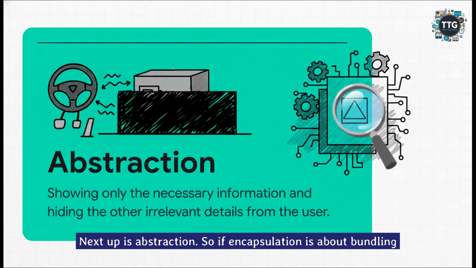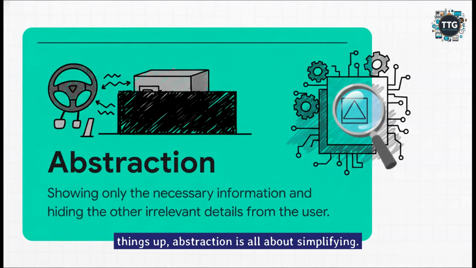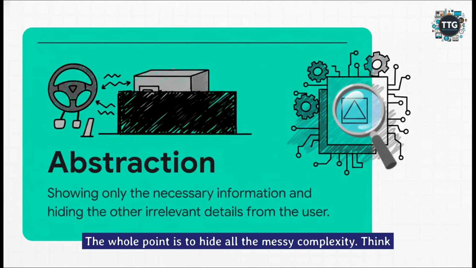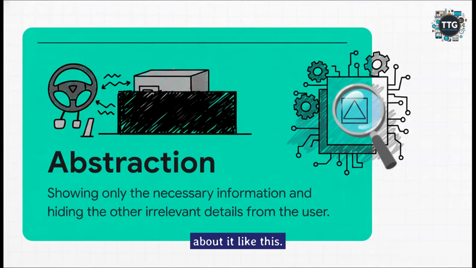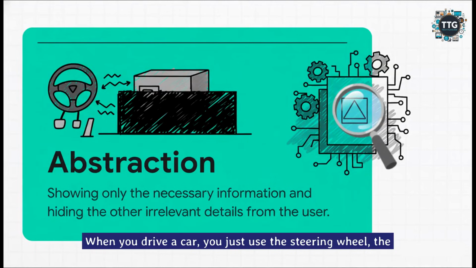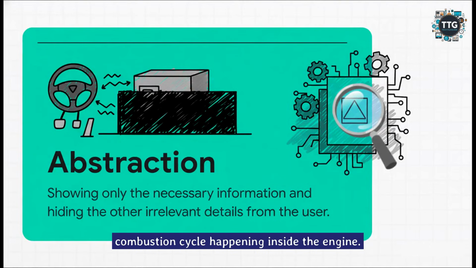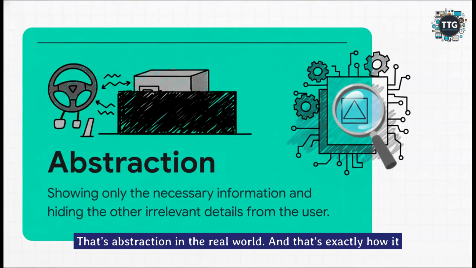All right, next up is abstraction. So if encapsulation is about bundling things up, abstraction is all about simplifying. The whole point is to hide all the messy complexity. Think about it like this. When you drive a car, you just use the steering wheel, the gas pedal, the brakes, right? You don't need to be a mechanic and understand the entire combustion cycle happening inside the engine. That's abstraction in the real world.